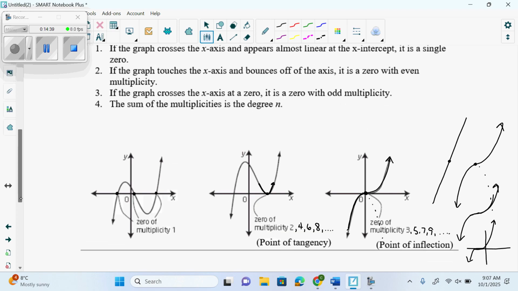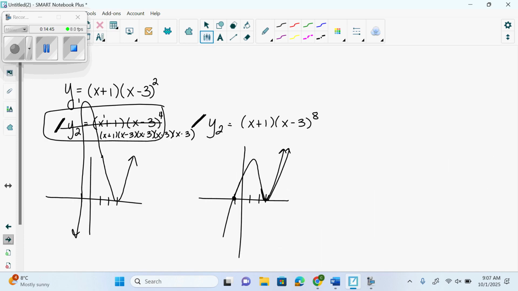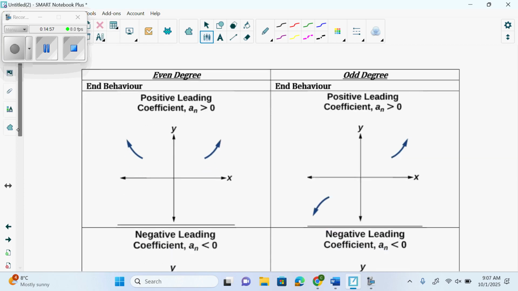And then the sum of the multiplicities is the degree. So if you add up all the multiplicities, you should get the degree. Like this one: this would have multiplicity 1, this would have multiplicity 4, that's a degree 5. This would have multiplicity 1, this would have multiplicity 2, that's a degree 3. Yeah? Cubic function. All right.